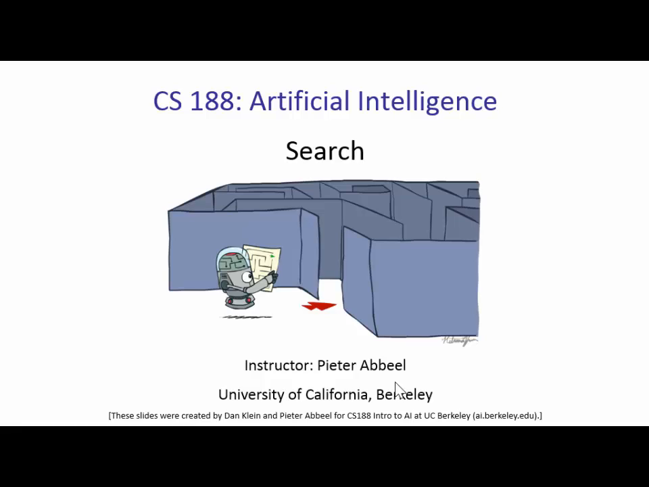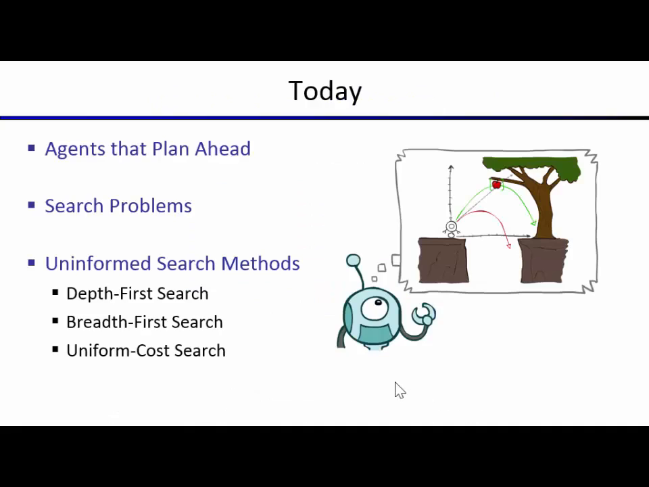All right, so we're going to dive into the technical materials today. The topic for today is search. What is search about? It's about agents that act intelligently by planning ahead. We'll look at what search problems are, and we'll look at a few methods to solve search problems, and we'll continue our coverage of methods to solve these problems next lecture.